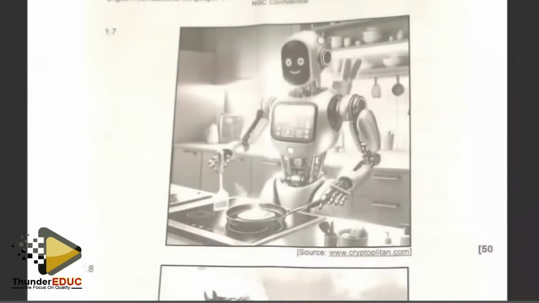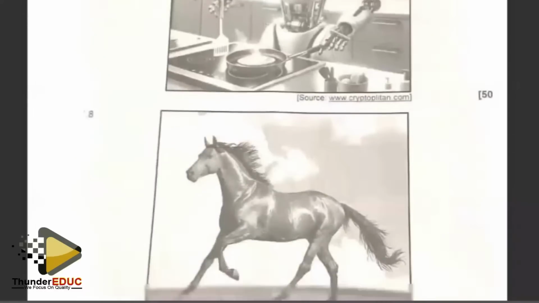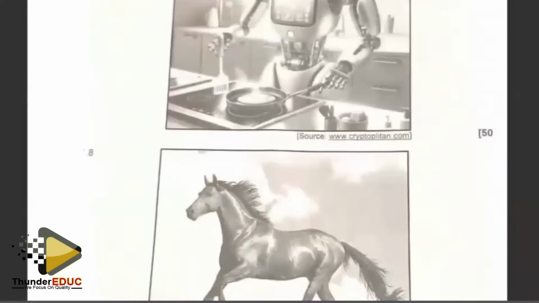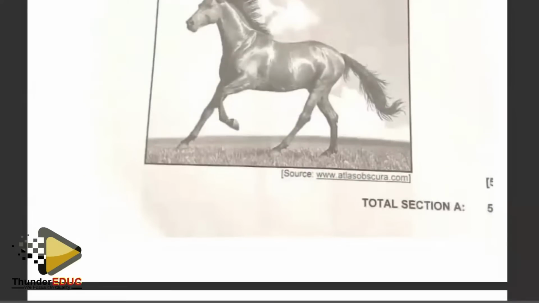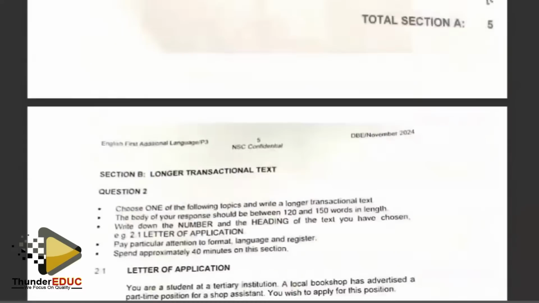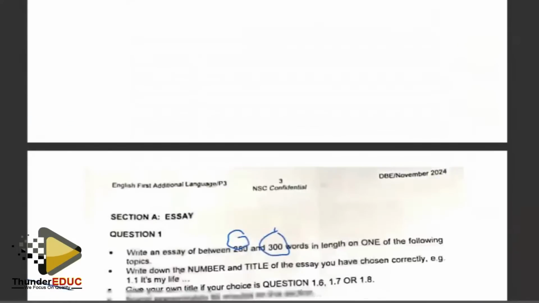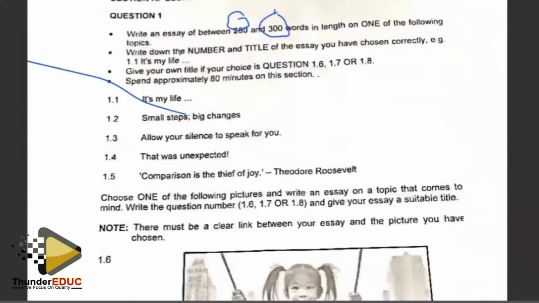Newly invented robots. So we've gone through the questions. We've also got the third picture, that is 1.8. We see a stallion, a horse. So we'll just stop there. Before we even get started, let's first find out what is expected from us, English First Additional Language learners. Let's get to the essay writing.